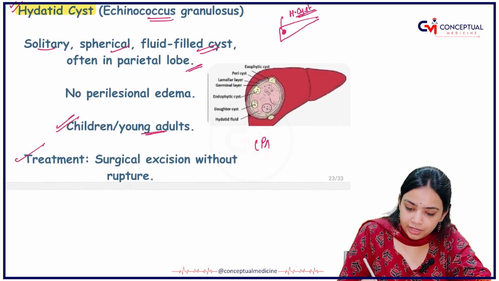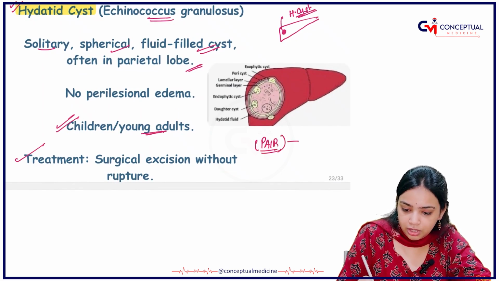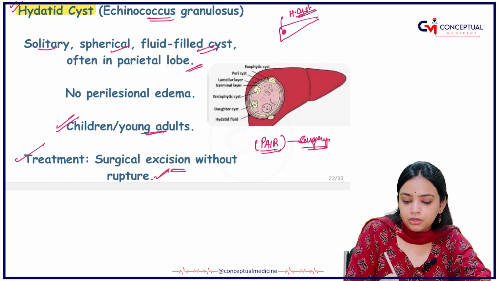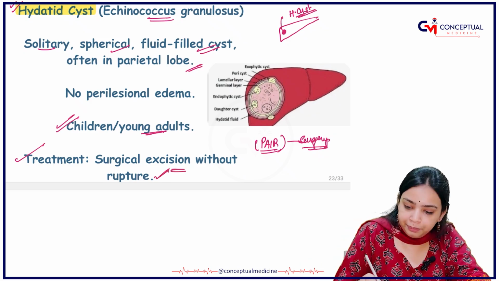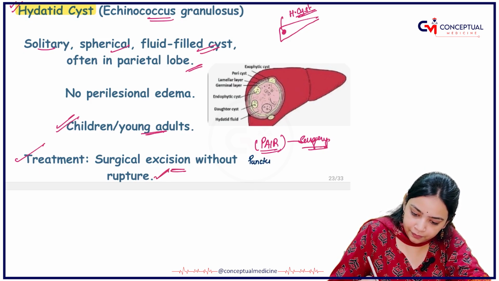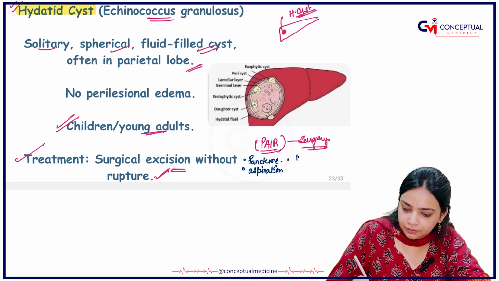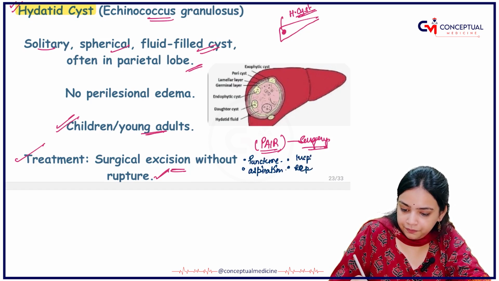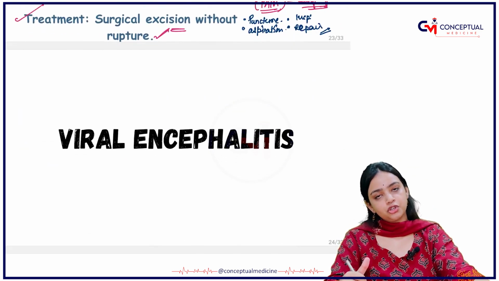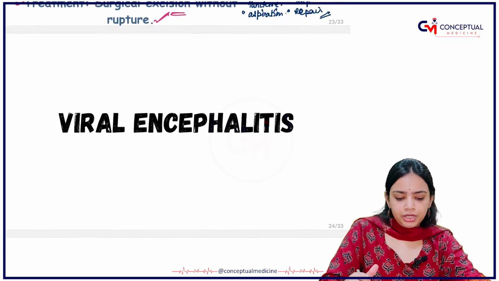There will be a treatment. You know what? There is PAIR surgery for this, surgical excision without the rupture. PAIR basically represents puncture, aspiration, injection and re-aspiration. So this is nothing but the PAIR surgery that you will read in your surgery lectures as well.